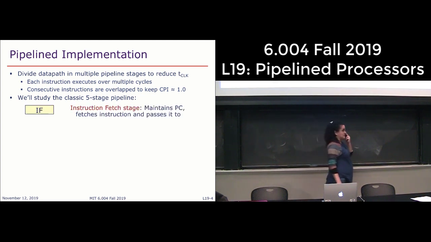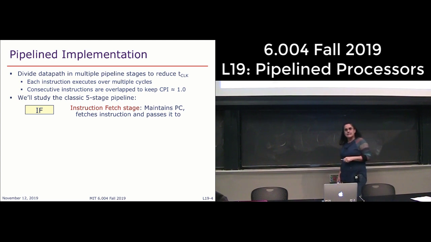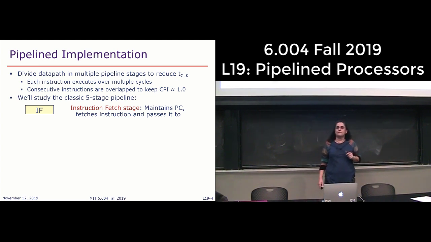Here are the stages. The first thing we have to do is fetch our instruction. We call this the instruction fetch stage. This portion of our pipeline is going to maintain the value of the PC, update it, and issue a request to our instruction memory.